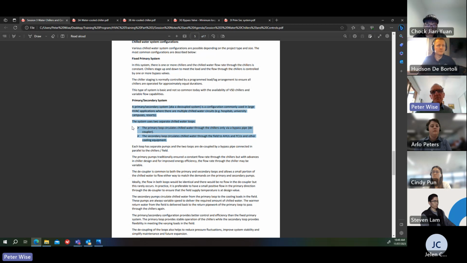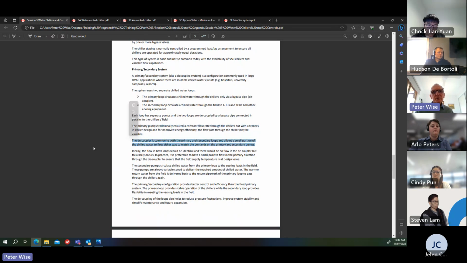Each loop has separate pumps, and the two loops are decoupled by a bypass pipe, as I've said. Traditionally, before VSDs came in, the primary pumps ensured a constant flow rate through the chillers, but there have been advances in chiller design, and the flow rate through the chillers might be variable. So that's another complication. The decoupler is common to both the primary and secondary loops, and allows a small portion of chilled water to flow either way to match the demands of the primary and secondary pumps.